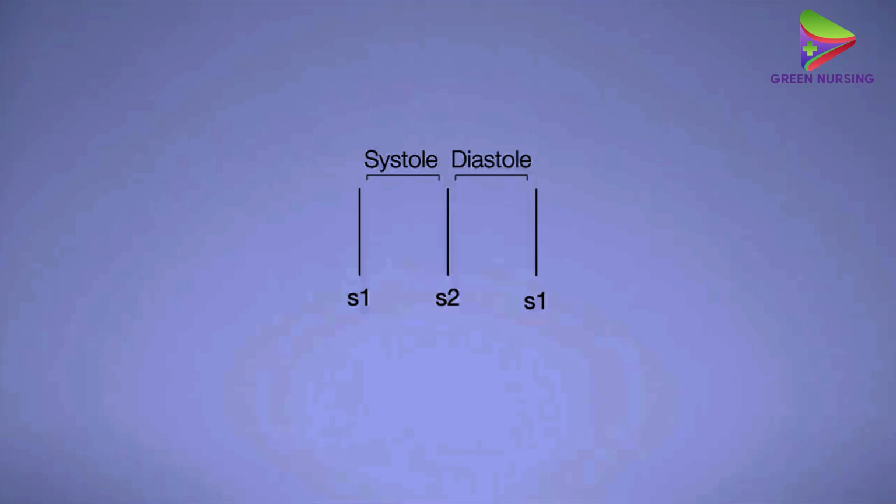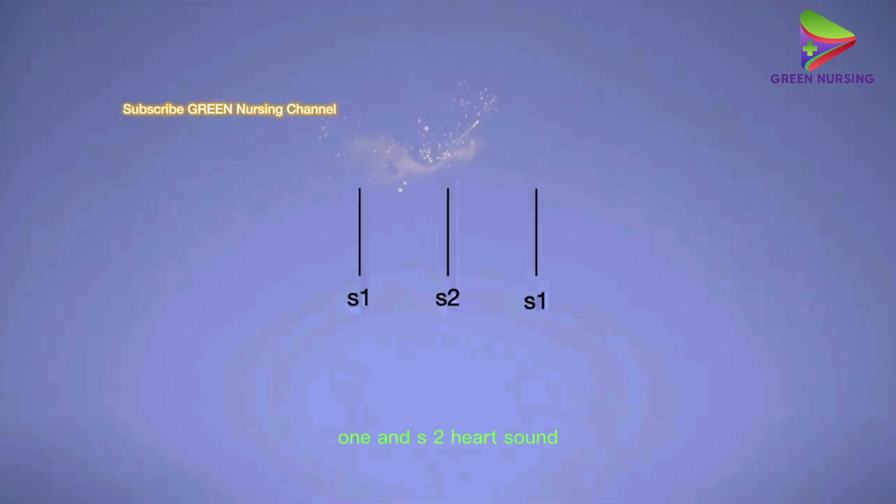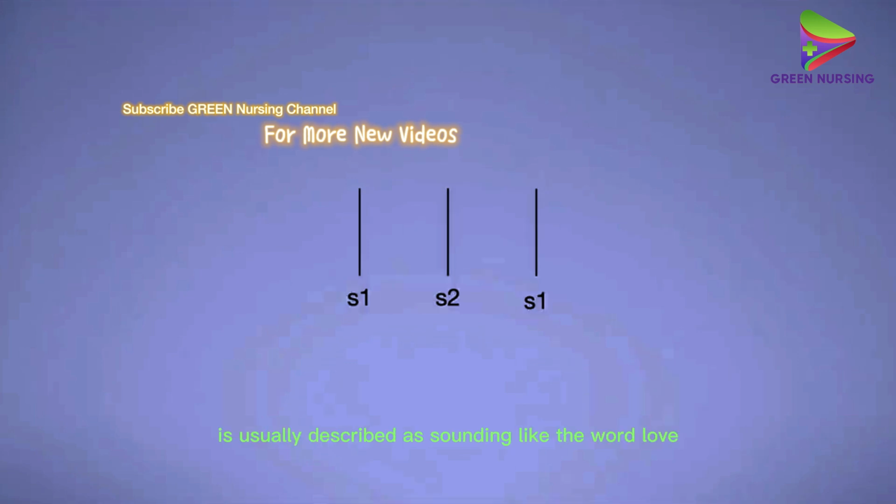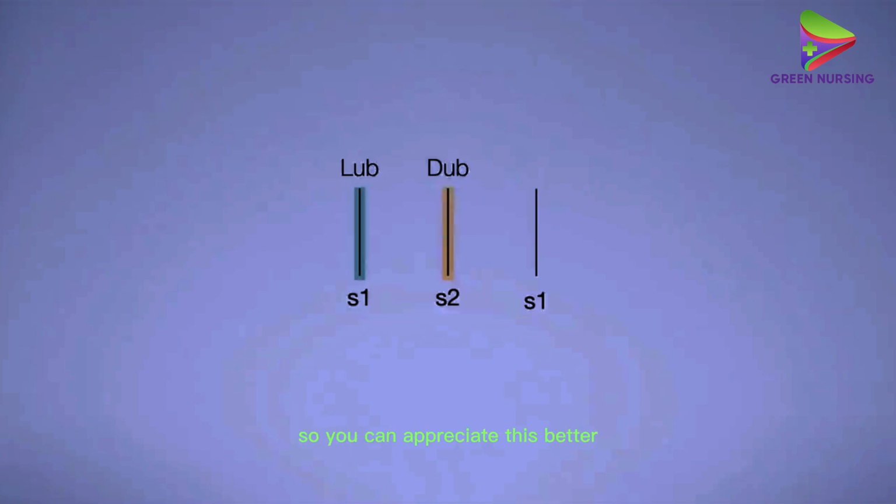This diagram is really useful because it depicts one movement through the cardiac cycle and frames heart sounds temporally in relation to whether they occur during, before or after heart contraction or relaxation. Let's take a closer look at the S1 and S2 heart sounds. The S1 heart sound is usually described as sounding like the word lub, and the S2 heart sound, dub. Let's put the heart sounds in so you can appreciate this better.